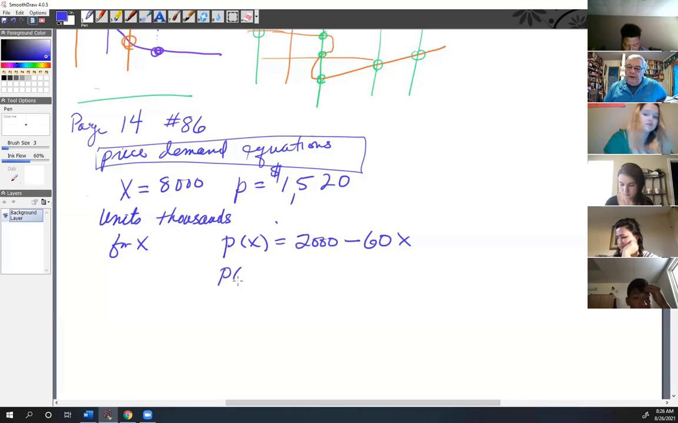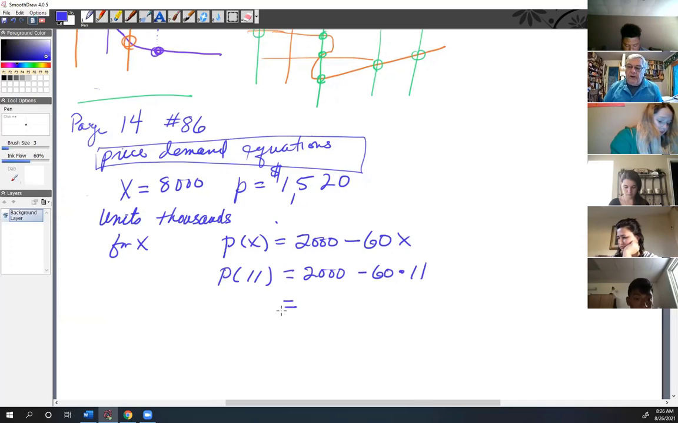And what would be P of 11? Now, why am I writing 11, not 11,000? Because we use the units thousands. And so P of 11 would be what? It would be 2000 minus 60 times 11. We're going to discover where we saved our calculator to. And we're going to say 2000 minus 60 times 11, 1340, which you may remember from looking at the graph.